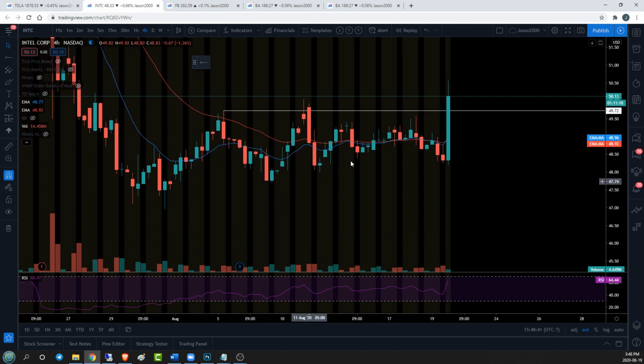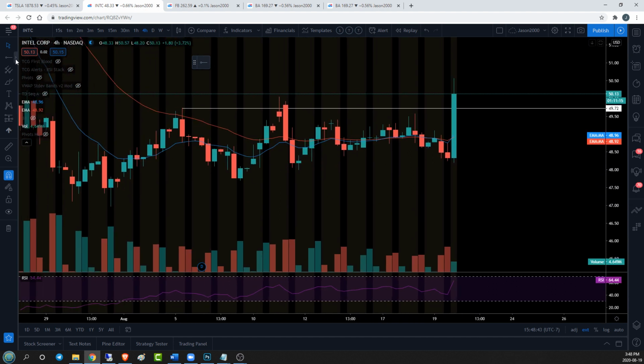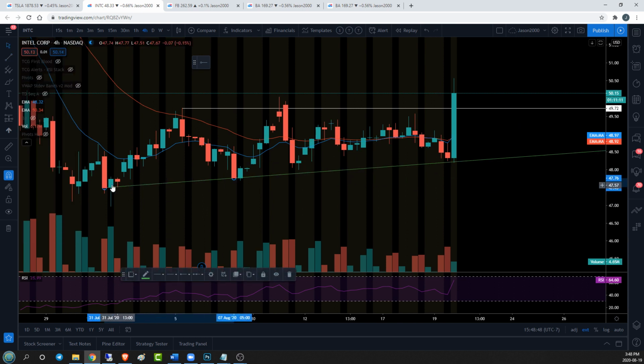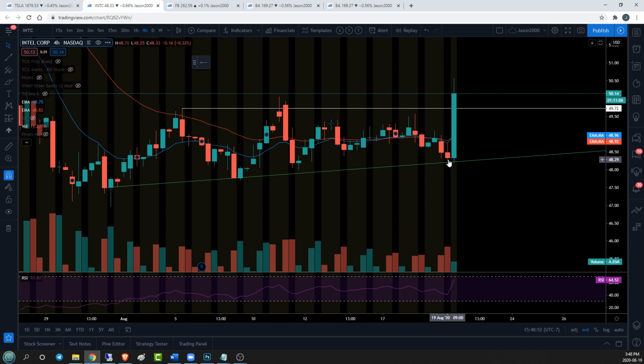But you can see how we have our nice little trend. Maybe we can even draw ourselves a happy little trend line for some support and see what that looks like. I'm connecting the bottom of that red, and it works out pretty well.